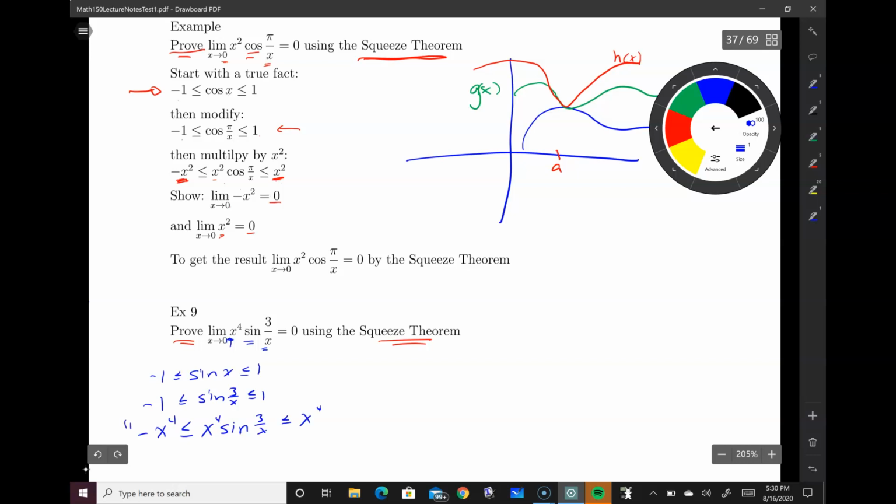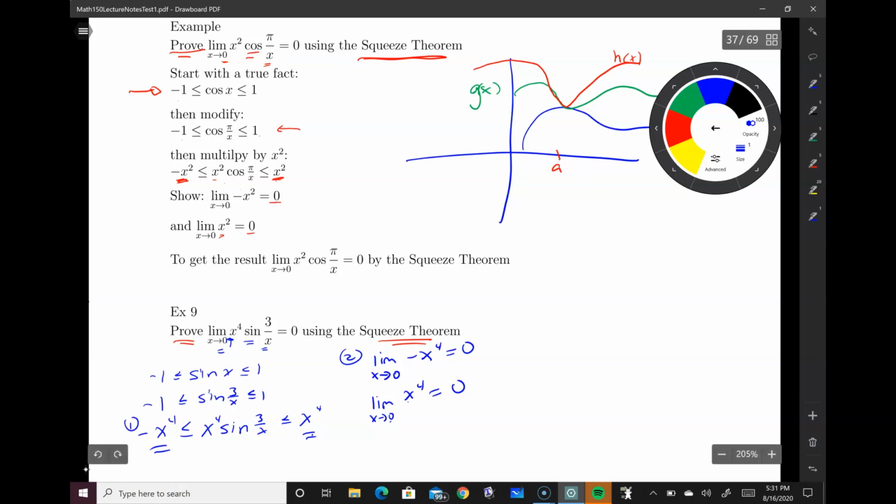Okay, so that's the first criteria. I've got the 3 functions in an inequality statement. Next step, I'm going to take the limit as x goes towards 0 of -x to the 4th, and I'm going to take the limit as x goes towards 0 of x to the 4th, because I'm going to take the limit of these 2 on the ends. That's kind of the second criteria. I ask myself, can I plug in 0? I can. I get 0. Can I plug in x equals 0? I can. I get 0.